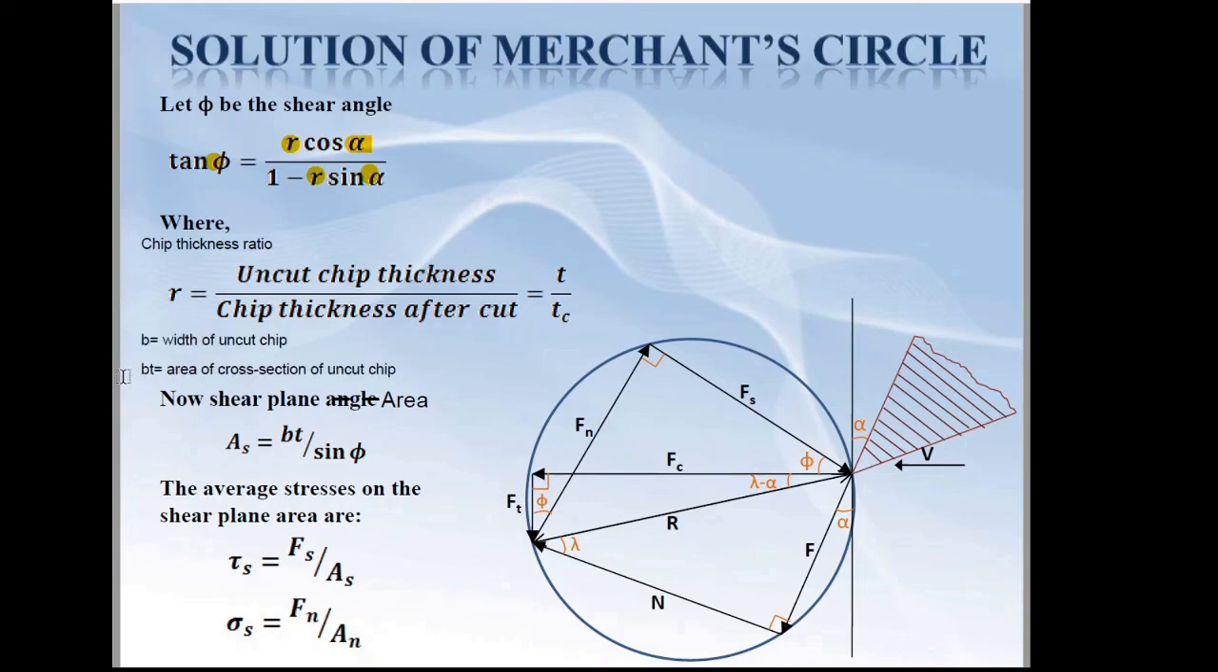Suppose b is equal to the width of uncut chip, then the area of cross section of the uncut chip is given by b into t, where t is the thickness of uncut chip. If you multiply the thickness of uncut chip with the width of uncut chip, you will get the area of cross section of uncut chip. If you know the area of cross section of uncut chip, you can divide it by sine of the shear plane angle. This will give the shear plane area.